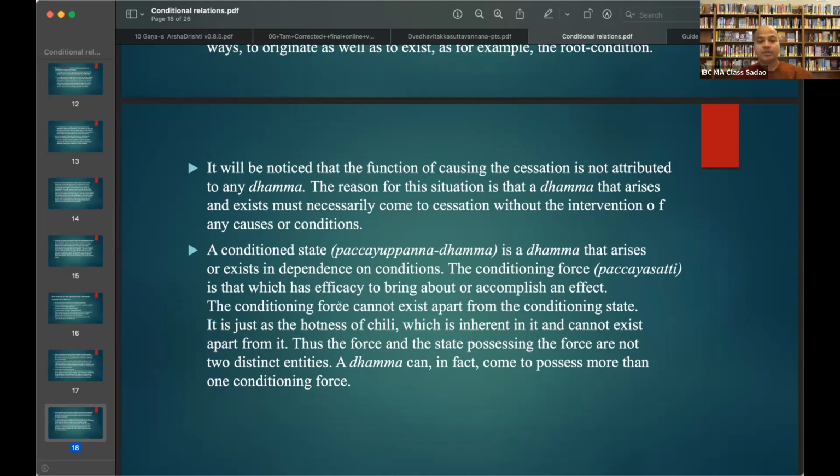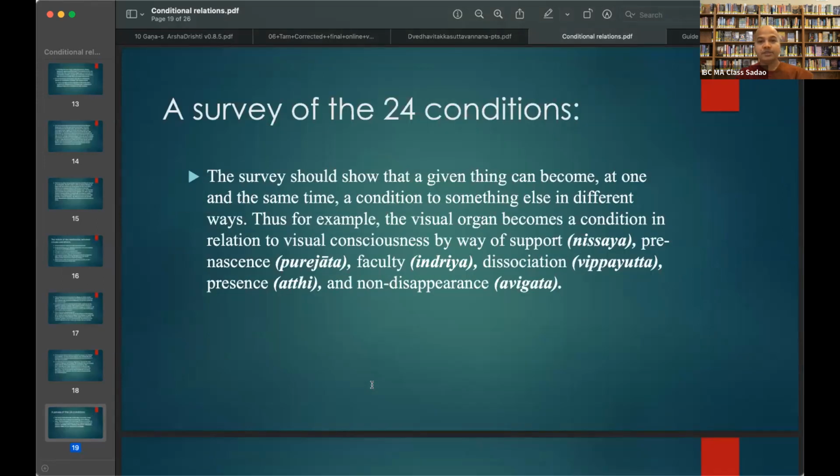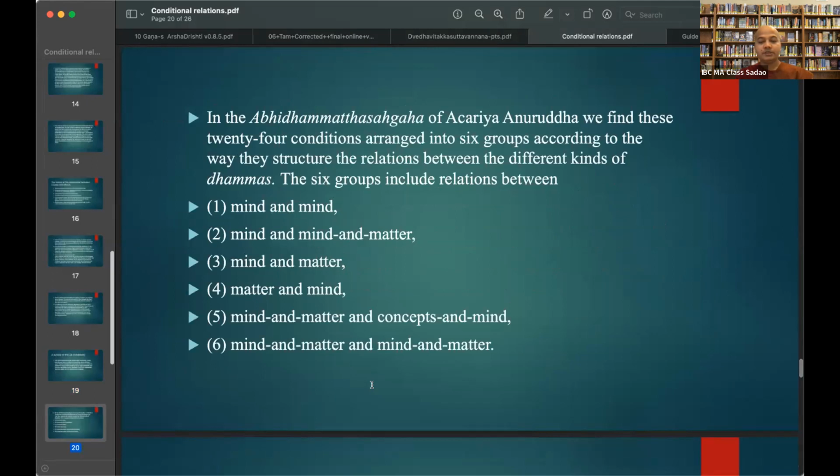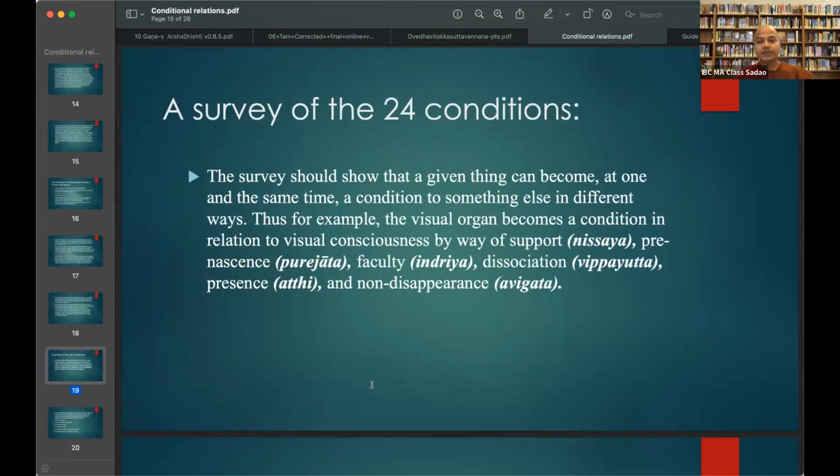And it is the same with regard to all the paccayas actually. A dhamma can in fact come to possess more than one conditioning force. And that is why you have different paccayas. A survey of the 24 conditions: purejata, indriya, vippayutta, atthi, avigata. So you have different aspects, different characteristics related to different paccayas.